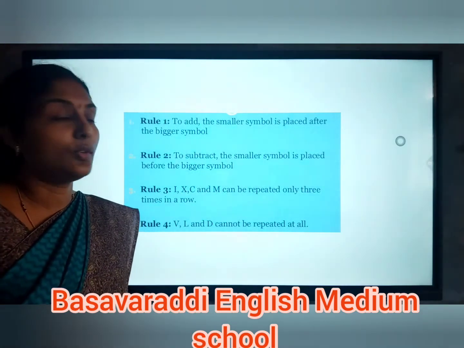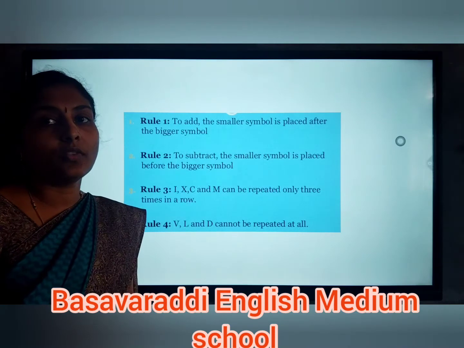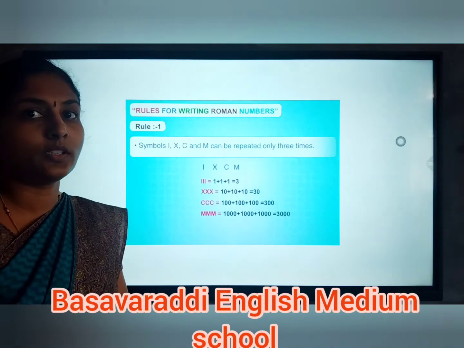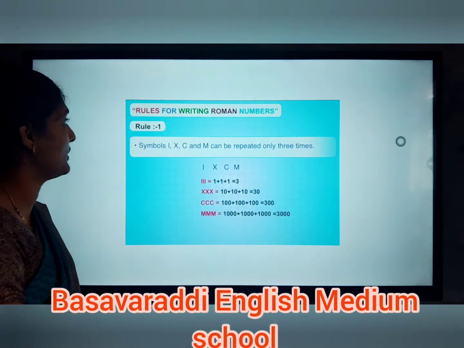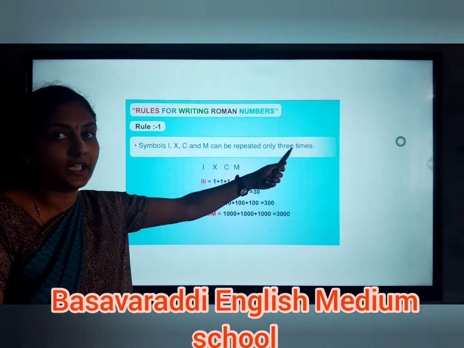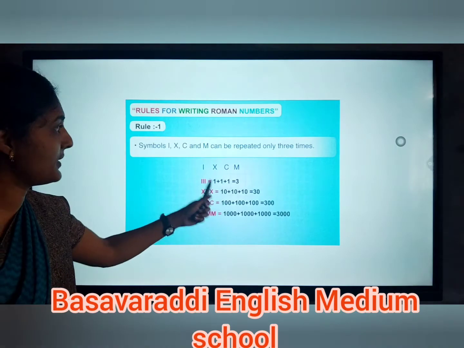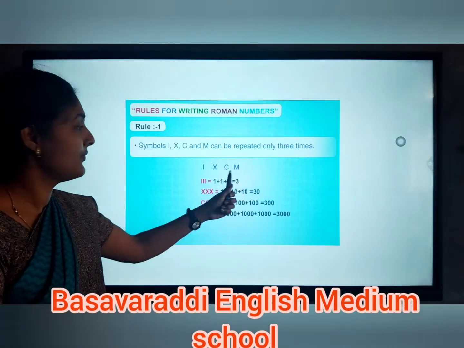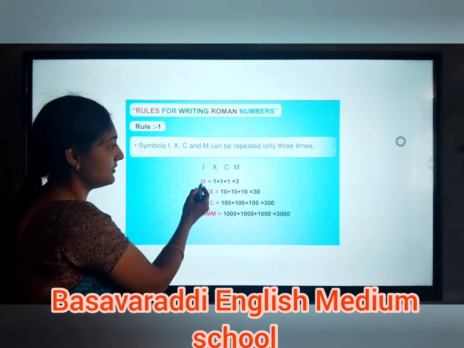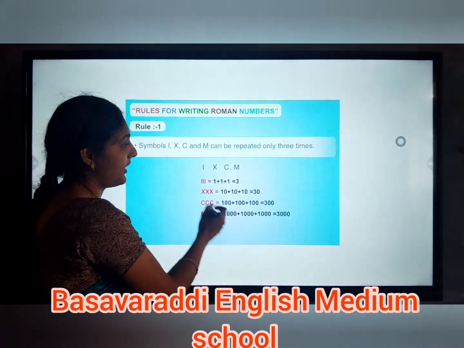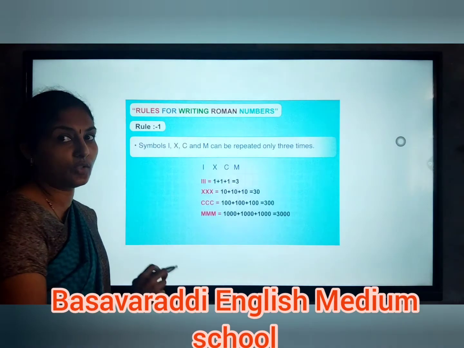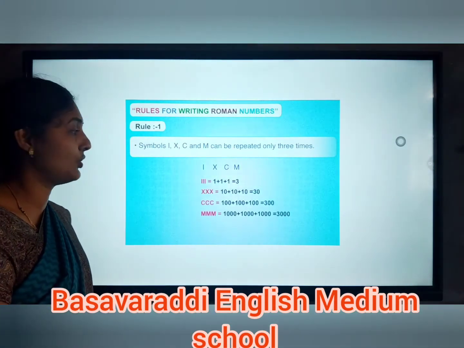In the next slide, we are applying the rules while we are writing. Rules for writing Roman numerals. The first rule is that symbols I, X, C and M can be repeated only 3 times. Look at the examples I, X, C and M. These symbols are repeated only 3 times. How do we write 3 here? Write III. That shows 1 plus 1 plus 1 is equal to 3.